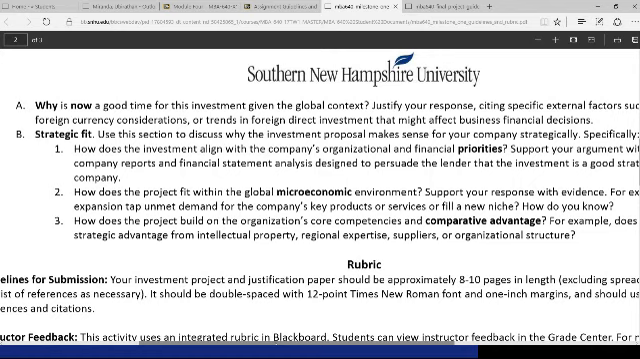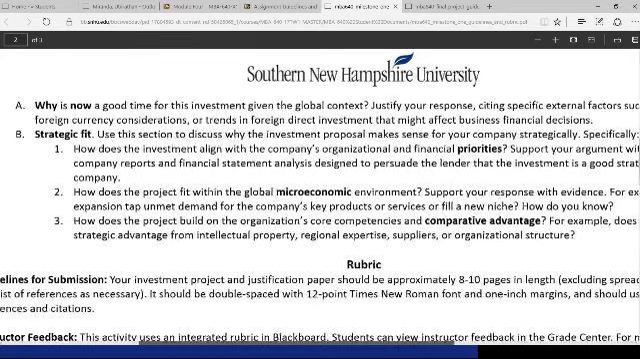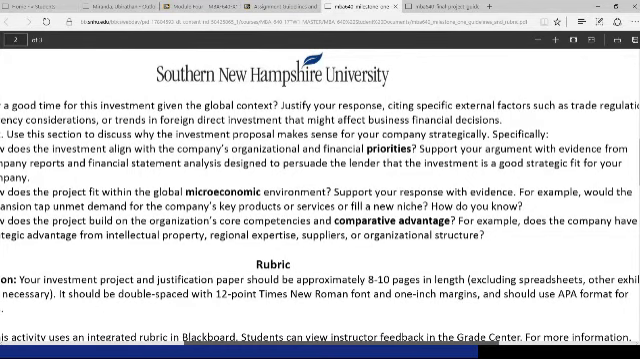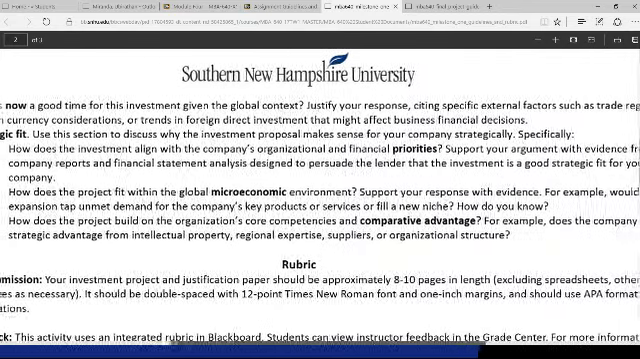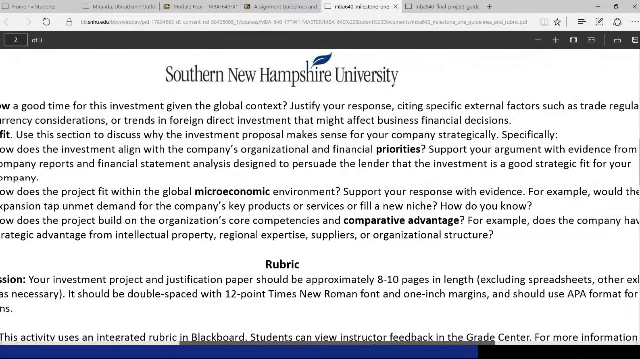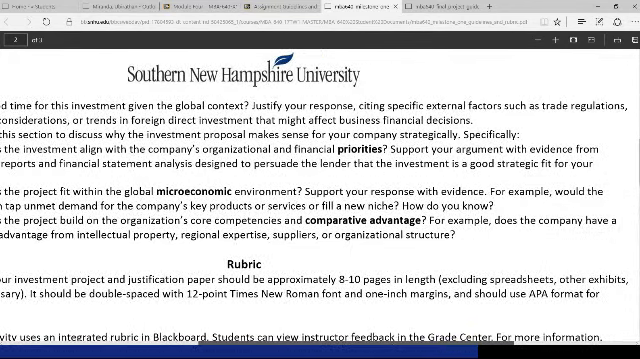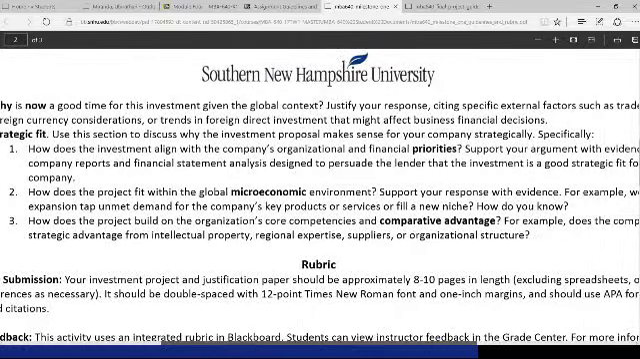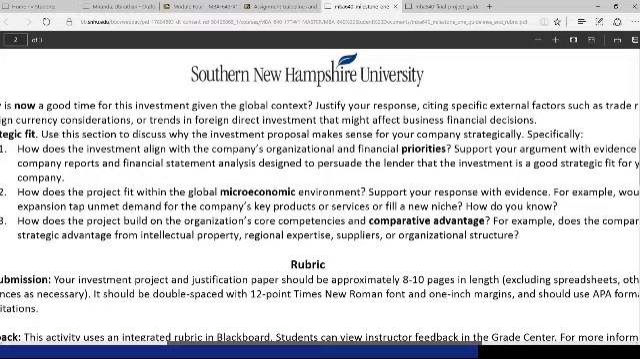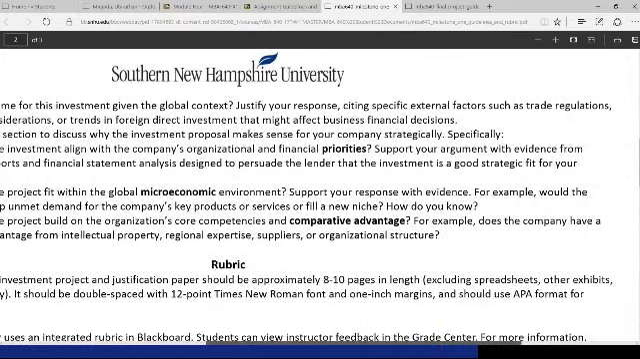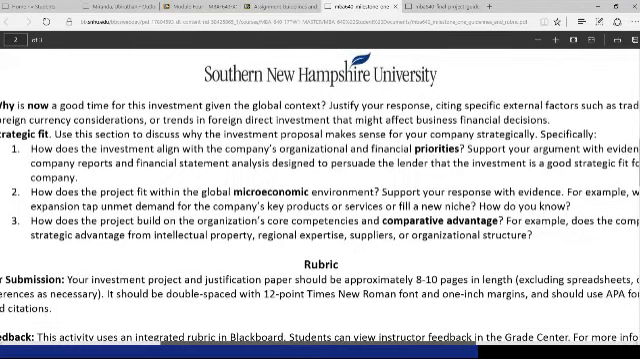Now, how does the investment align with the company's organization and financial priorities? Remember, some companies are not organizationally ready or fit to expand abroad, but these companies are. But why? And what are the financial priorities? Why is it a good fit for you to expand abroad right now? Support your argument with evidence from what? Company reports and financial statement analysis, designed to persuade the lender that the investment is a good strategic fit for your company. Again, just don't tell the lending committee, hey guys, we're going to expand, it's a great fit, and we're going to make tons of money.